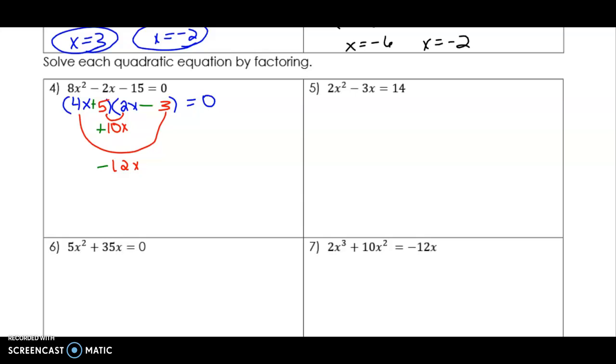So we have our factors, and now we need to take those factors and set them each equal to 0, just like we've been doing. So we've got 4x plus 5 equals 0, and 2x minus 3 equals 0. So we can move that 5 over and then divide by the 4.